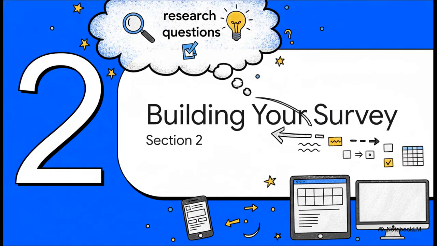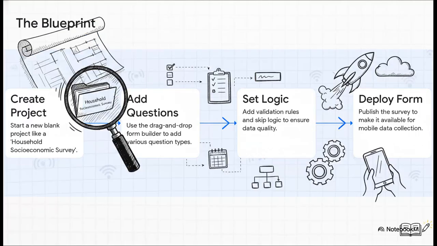Okay, now we get to the fun part, the creative bit. In Section 2, we're building your first survey. This is where we take all of your important research questions and turn them into a sleek, digital data collection tool. And the process itself is just wonderfully logical. First, you create a new project. Let's imagine we're making a household socioeconomic survey. Simple enough. Then, you just start adding your questions one by one. After that, and this is key, you set up some rules to make sure the data stays clean. And finally, with a single click, you deploy the form. Just like that, it's live and ready for your team in the field.